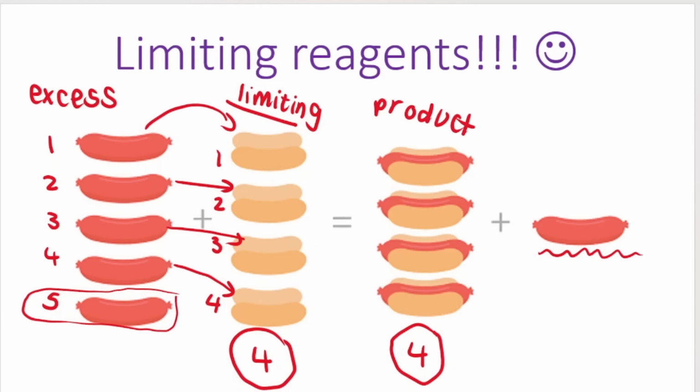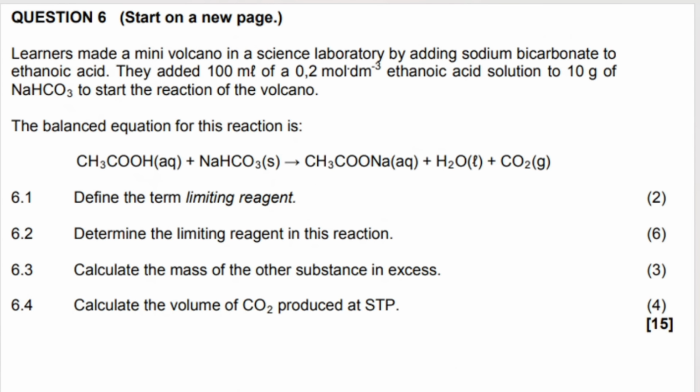And that is why if we take a look at our questions, when we're working out the volume of CO2, CO2 is our product. So when we're working out the amount of product later, we will be using our limiting reagent to help us find this. Because remember, it's the limiting reagent that determines how much product we can make.